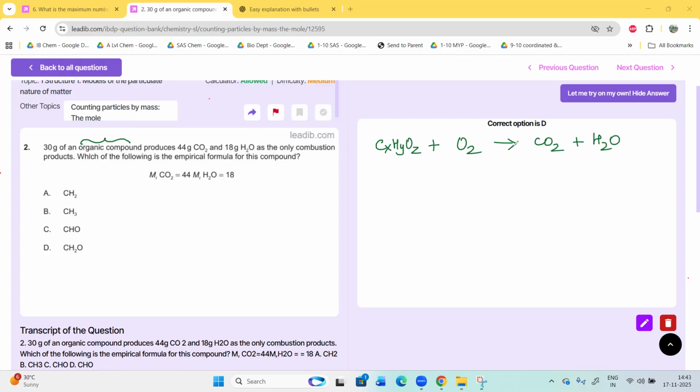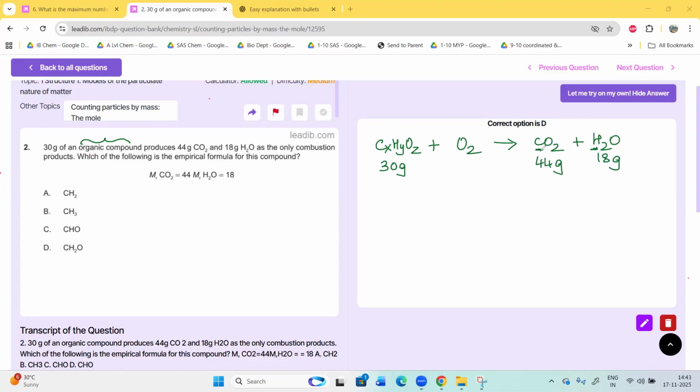So let's start with the information given to you. They gave you 44 grams of carbon dioxide, 18 grams of water, and 30 grams of this compound. How is this information useful? We have to understand that the carbon in carbon dioxide only comes from the organic compound because O2 cannot give you carbon. And in the water, the hydrogen only comes from the organic compound again because O2 cannot give hydrogen.